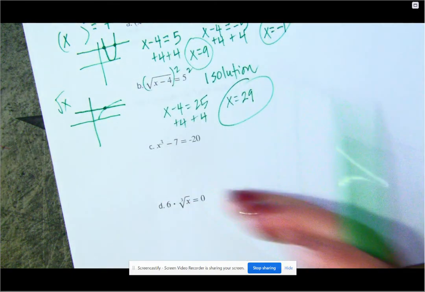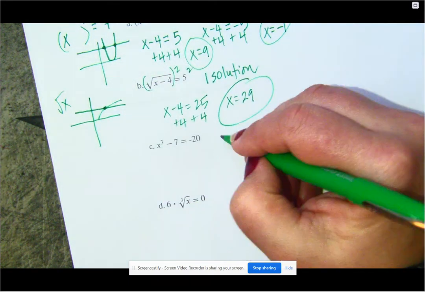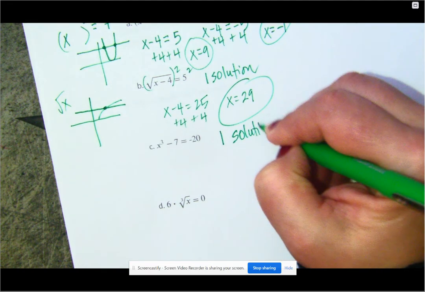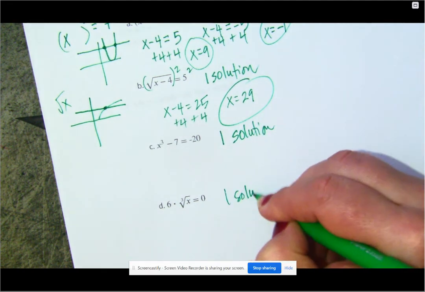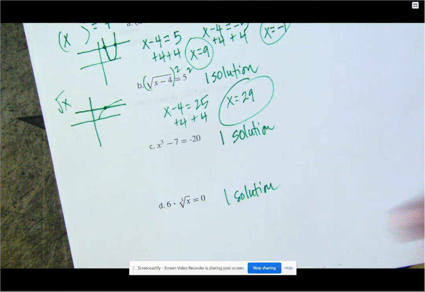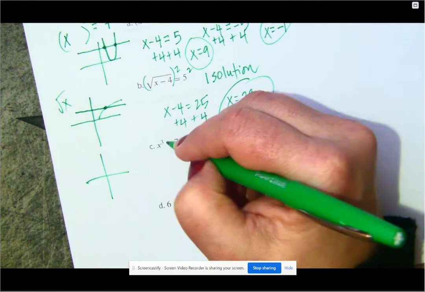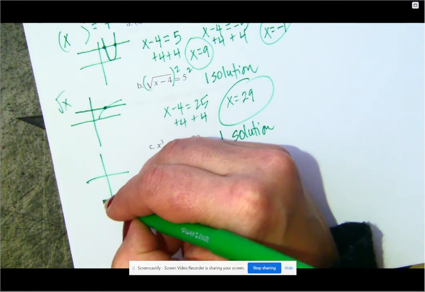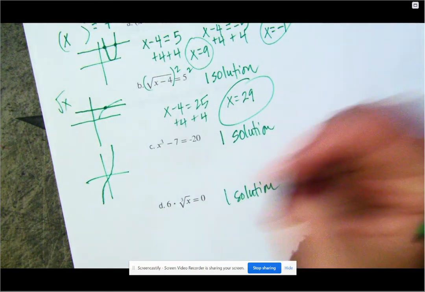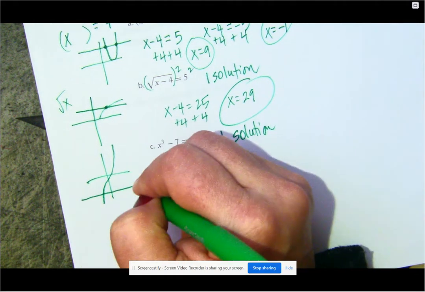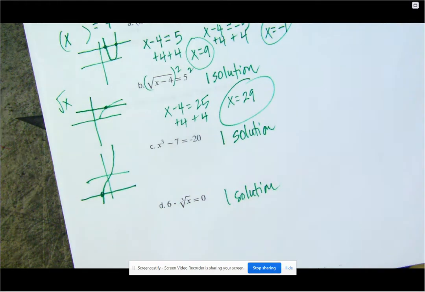X cubed always has one solution. So I already know that. Okay, write that down right now. One solution. One solution. And if, you know, the graph looks like this, x cubed minus 7 is something like this. When does that run into negative 20? Down here somewhere. That's one solution.